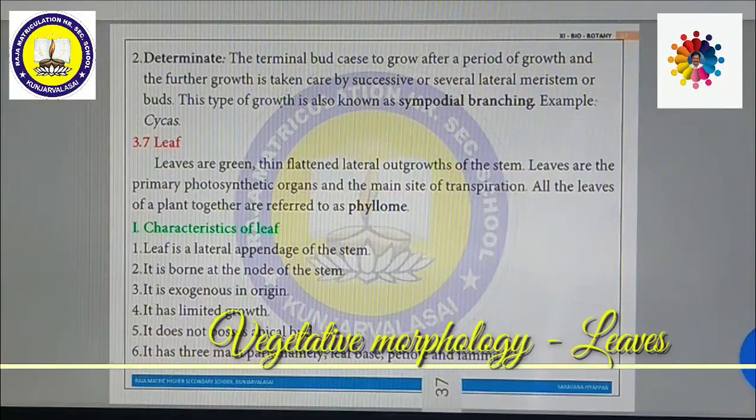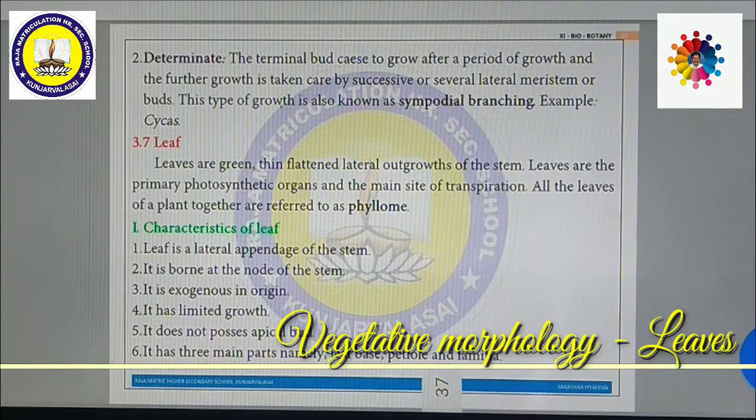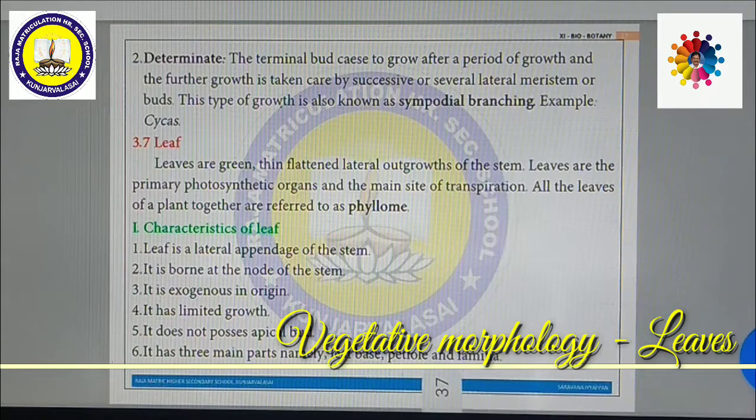Dear students, now we are going to discuss about leaf. Leaves are green, thin, flattened, lateral outgrowths of the stem. Leaves are the primary photosynthetic organs and the main site for transpiration as well. All the leaves of plants together are referred to as phyllome.